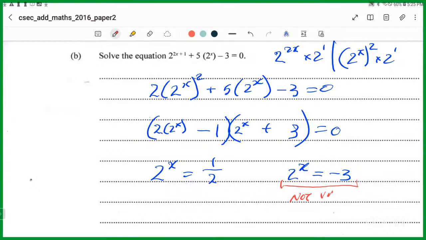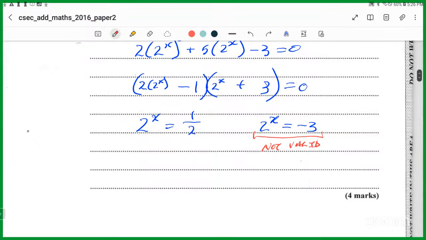Why is it not valid? Because a positive number raised to a power can never be negative, regardless of what the power is. A positive number raised to a real power cannot be negative. And if you were to solve it anyway by trying to get the x out of the power by taking the log of both sides, then you'll be taking the log of -3, and the log of a negative number does not exist in real-life mathematics. So really, there's no solving this.